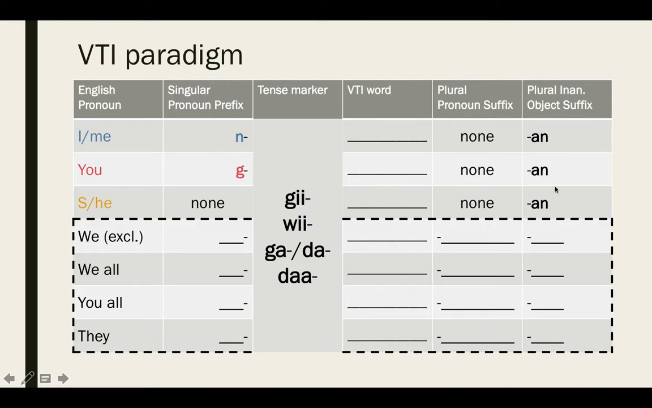So yesterday's lesson covered the top half of this paradigm, and today's lesson will cover the bottom half. So we will learn what prefixes and suffixes are needed for the we exclusive, the we inclusive, the you plural, and the third person plural. All right, so let's move on. Let's learn this stuff.